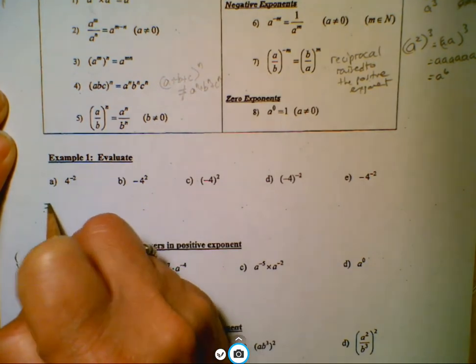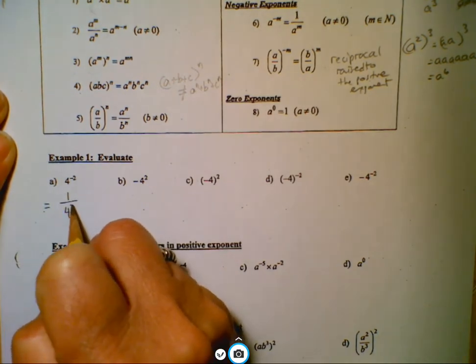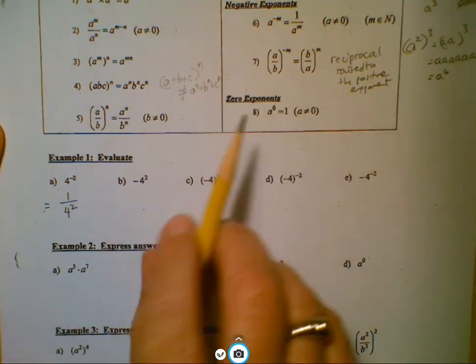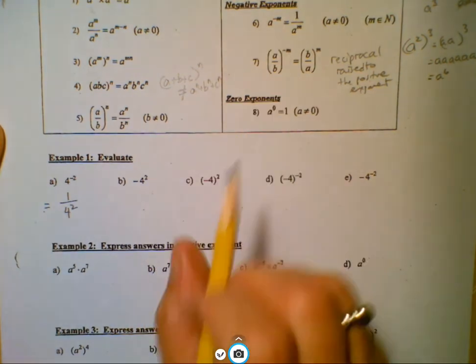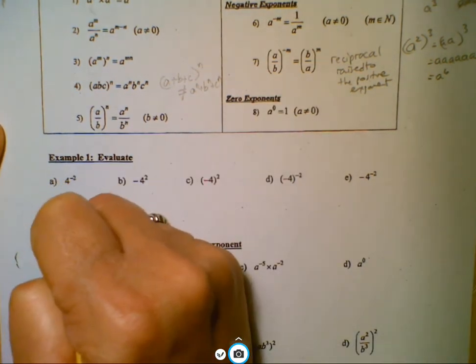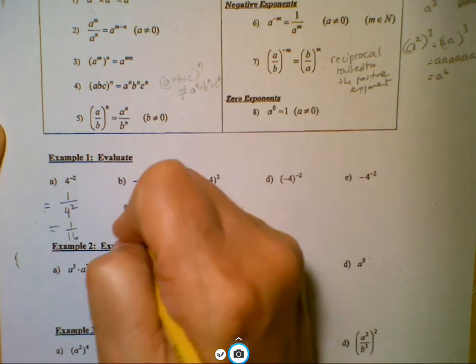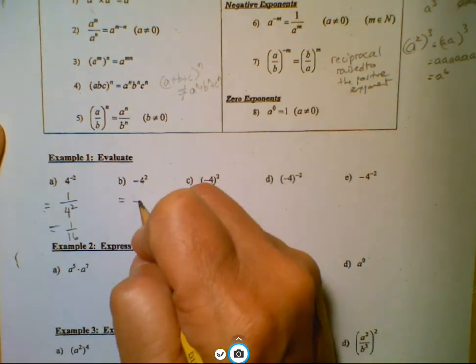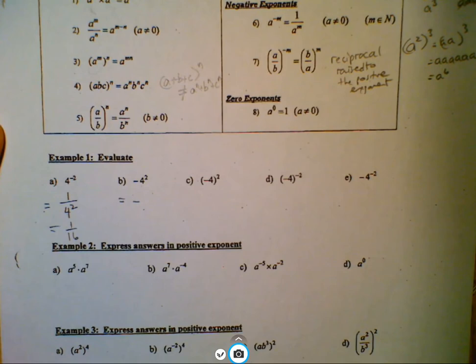4 to the exponent negative 2 is 1 over 4 to the exponent positive 2. Right, that's this rule over here. And so that is 1 over 16. Negative 4 to the exponent 2, so the negative is not included in the exponent, so it just sits out.